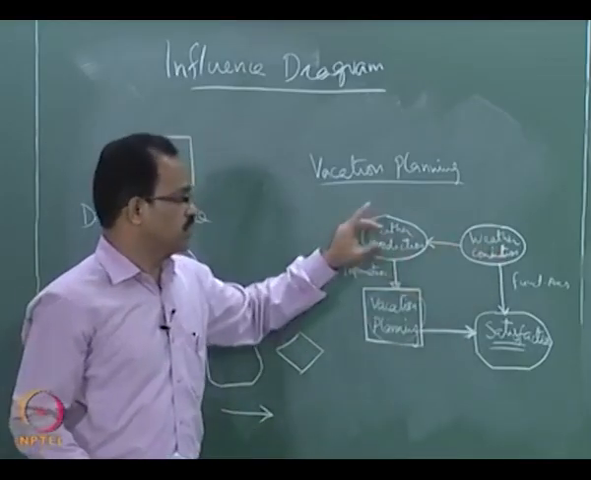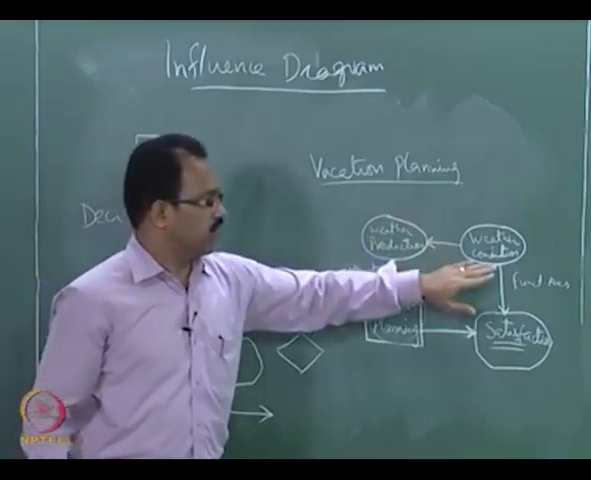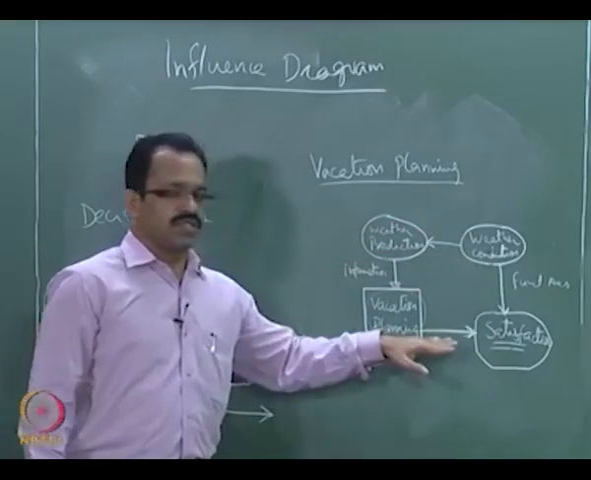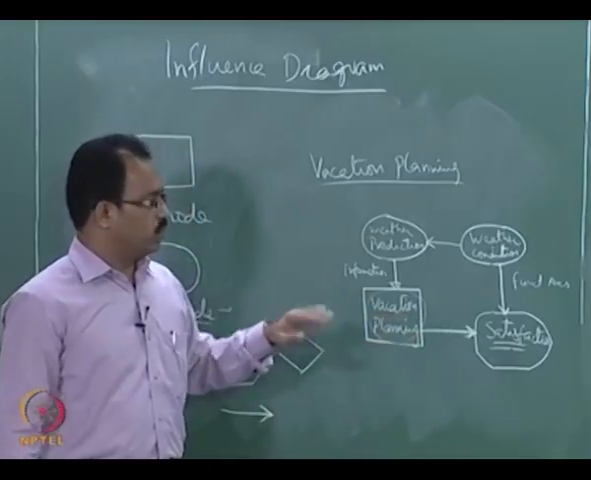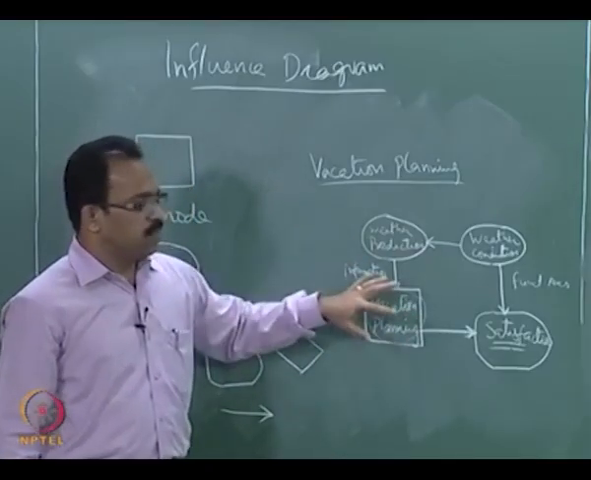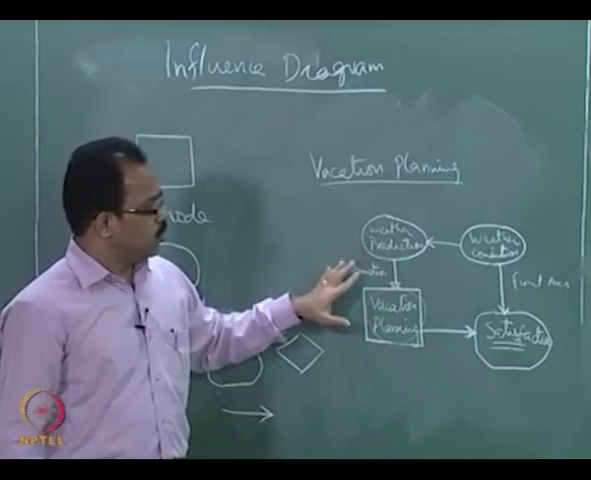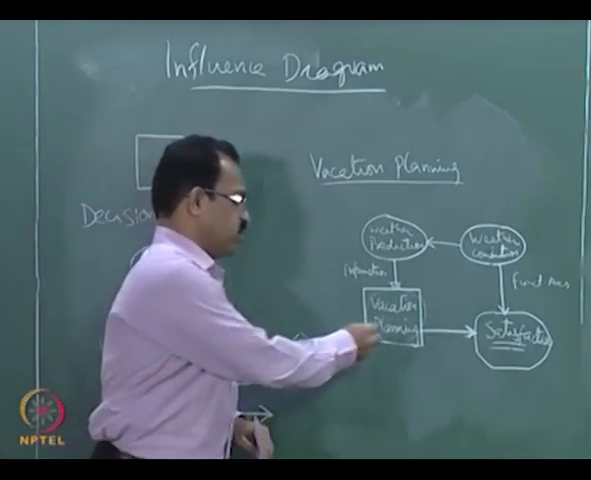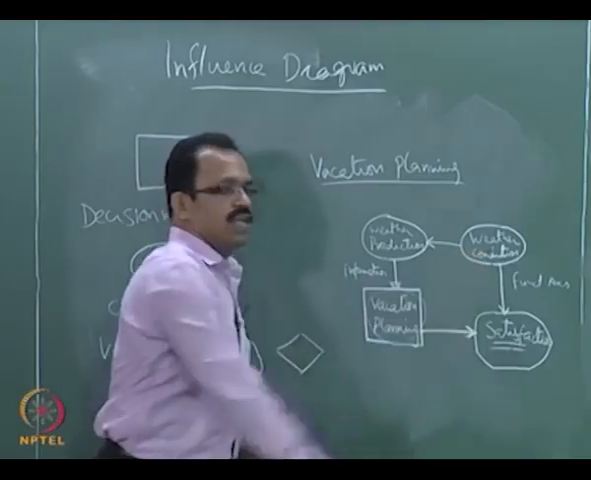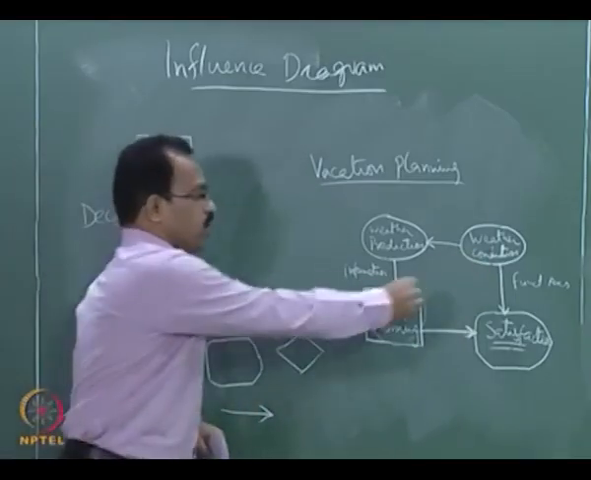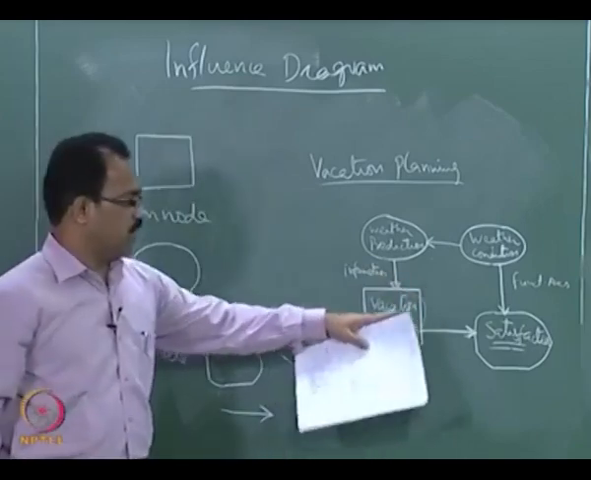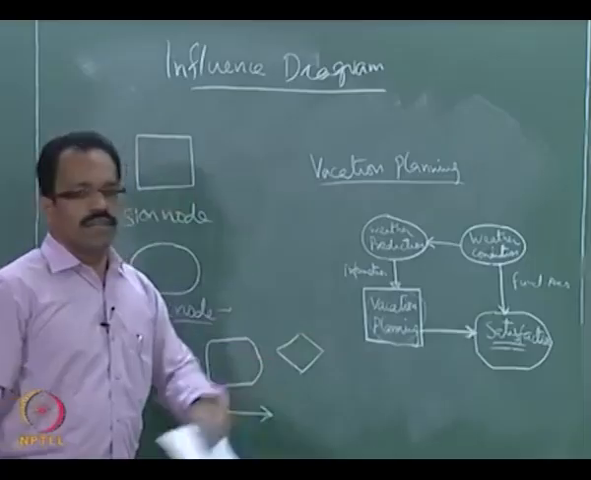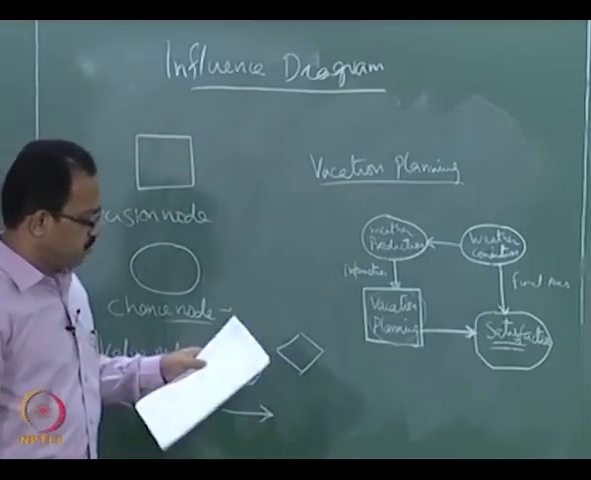It has nothing to do with the predicted weather. It is the weather condition that decides the satisfaction level of the person who plans for the vacation. So this kind of simple diagram can be used to find out the dependency of these decisions. As you can see, the vacation planning has nothing to do with the actual weather condition, that is why there are no arcs over here, which shows that there is no relationship between the actual weather condition and the vacation planning. So that was a simple example.